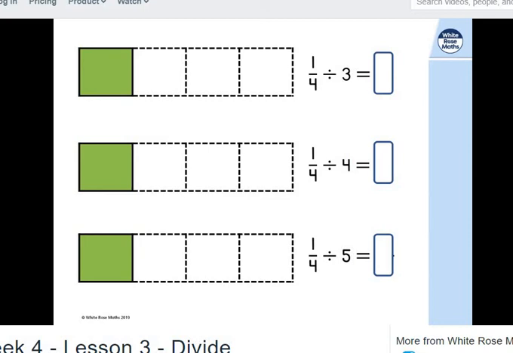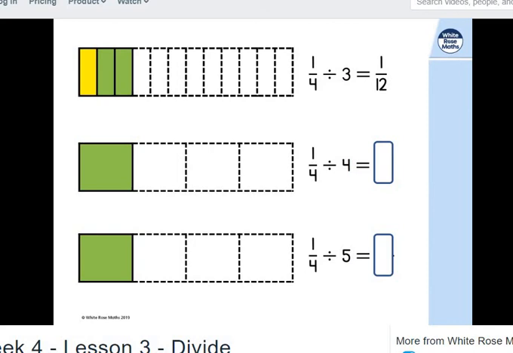Okay, let's have a look at 1/4 divided by 3. So that means I'm splitting one of the quarters into 3 parts. So let's do that. So we'll do the same to the other quarters, so we can work out what fraction that is of the whole. And remember, I want 1 of those 3 parts, because I split it into 3. So the fraction would be 1/12.